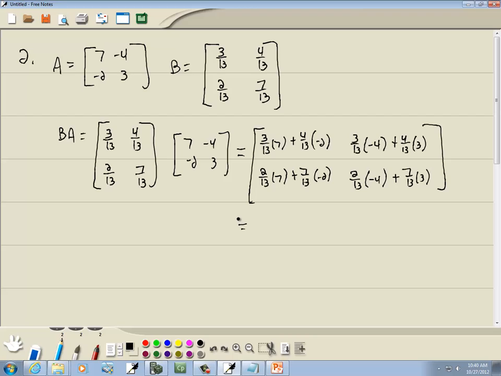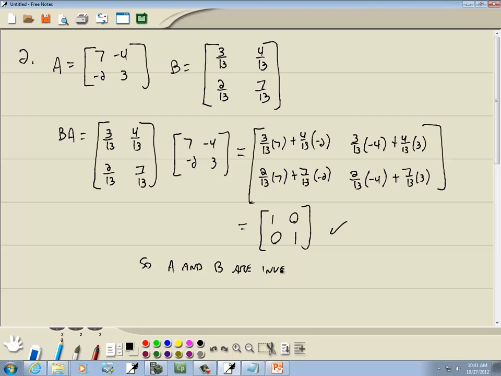Now multiplication is not commutative, so that's why we couldn't be just happy with A times B giving us the identity matrix. Okay, let me double check my patterns, see if I'm doing it right. Yeah, okay. 21/13 minus 8/13 is 13/13 or 1. -12/13 plus 12/13 is 0. 14/13 minus 14/13 is 0. And -8/13 plus 21/13 is 13/13 or 1. So that checks. So, since both of them give us the identity matrix, then A and B are inverses.